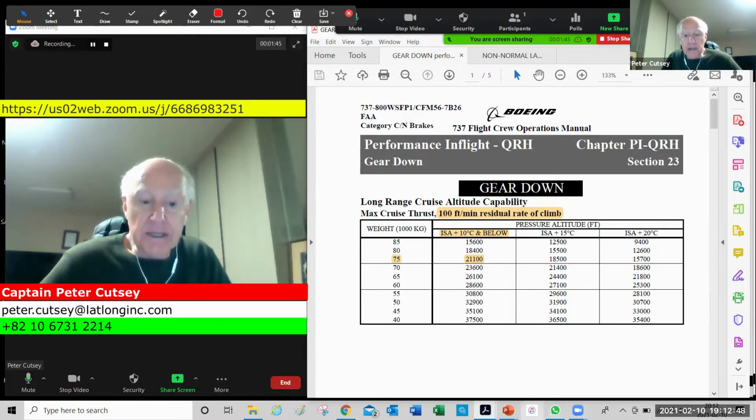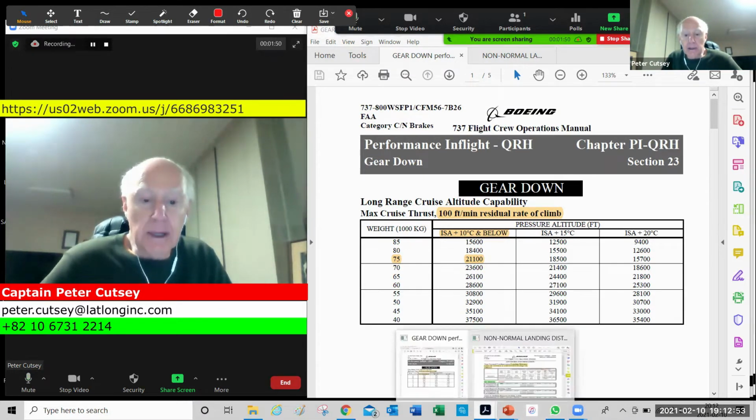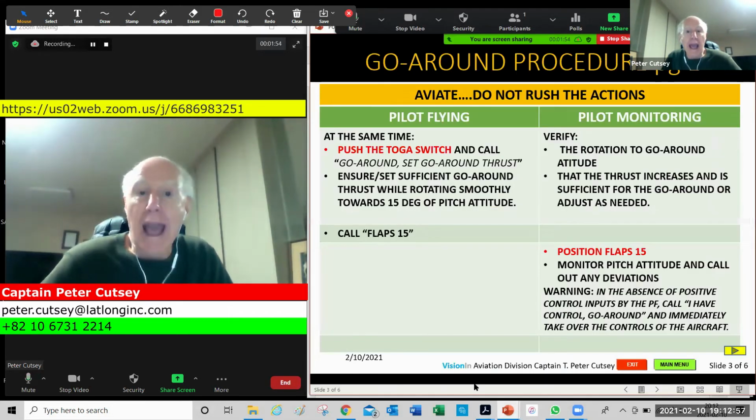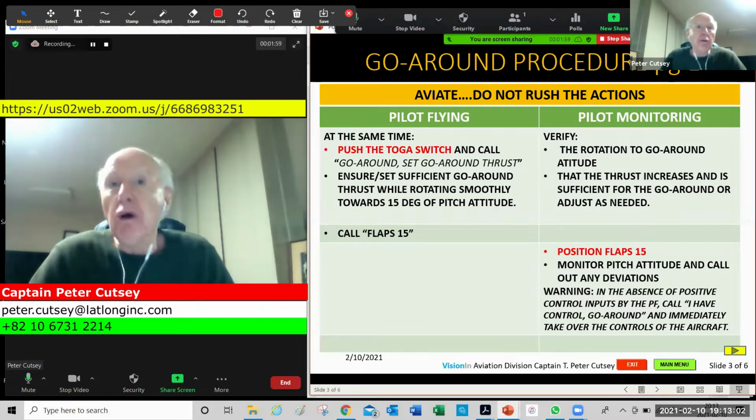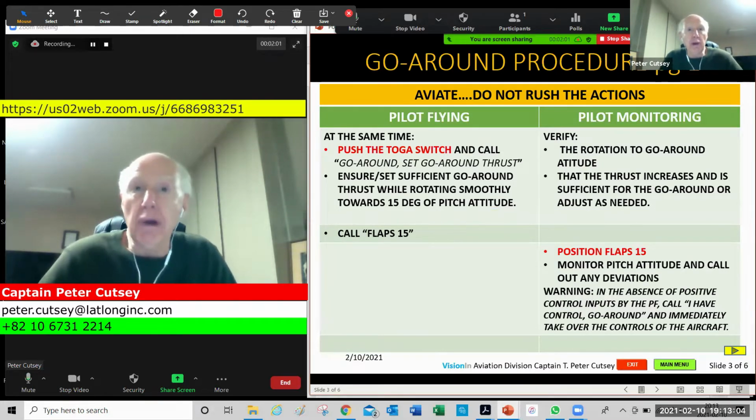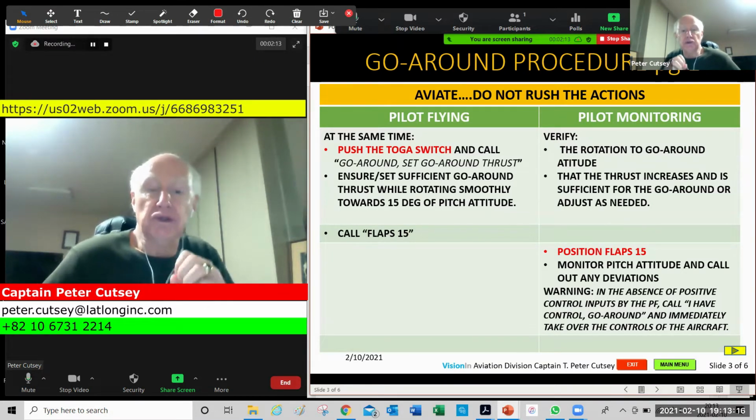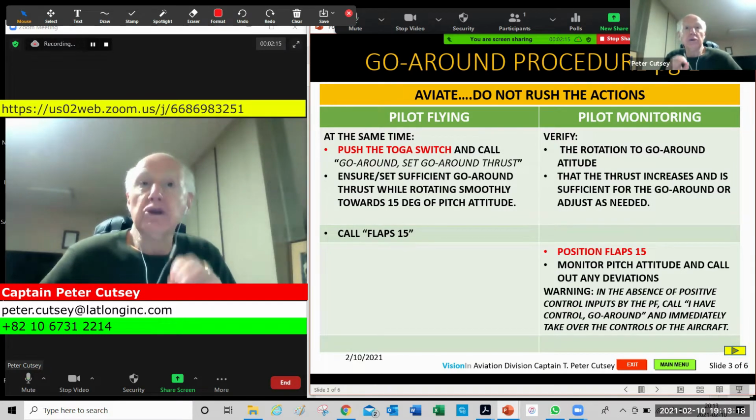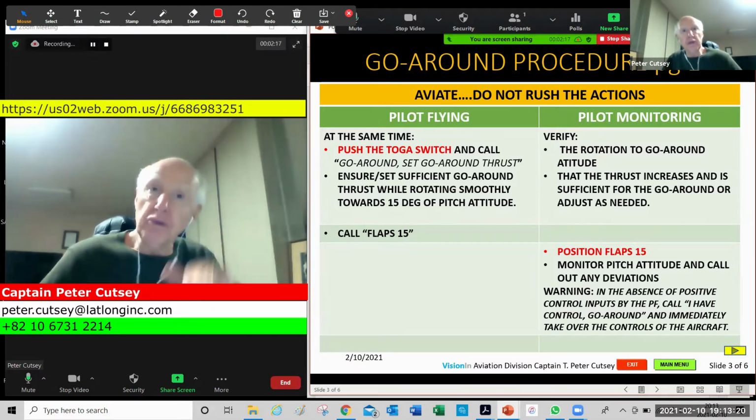In the event of a go-round, you would certainly want to know how to handle the go-around procedure. It's the same as a normal go-around with two engines operating, except you are going to be working very hard at controlling the aircraft, as we mentioned already, and you've got a few considerations to talk about in your briefing before you do the approach.